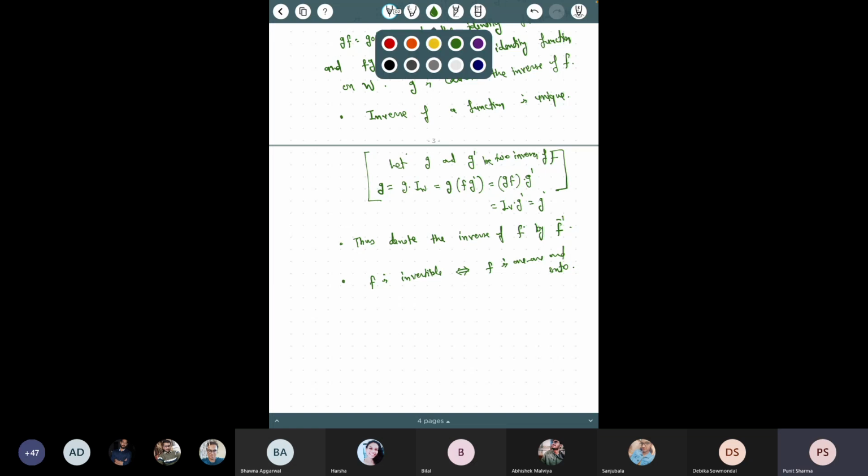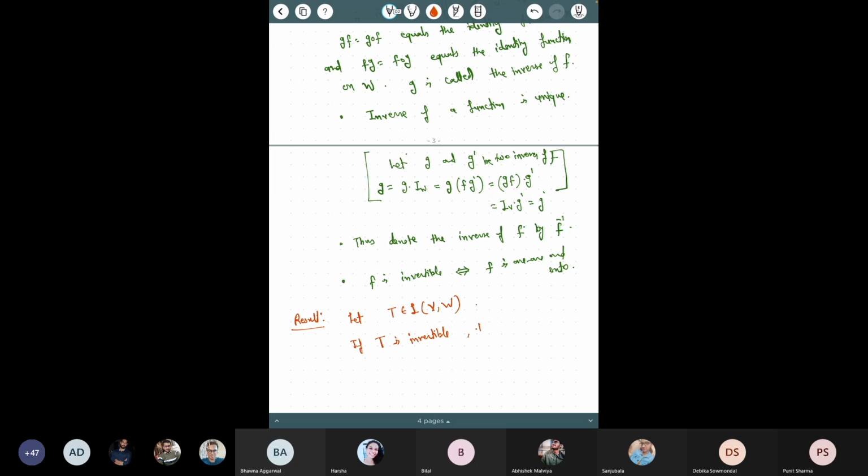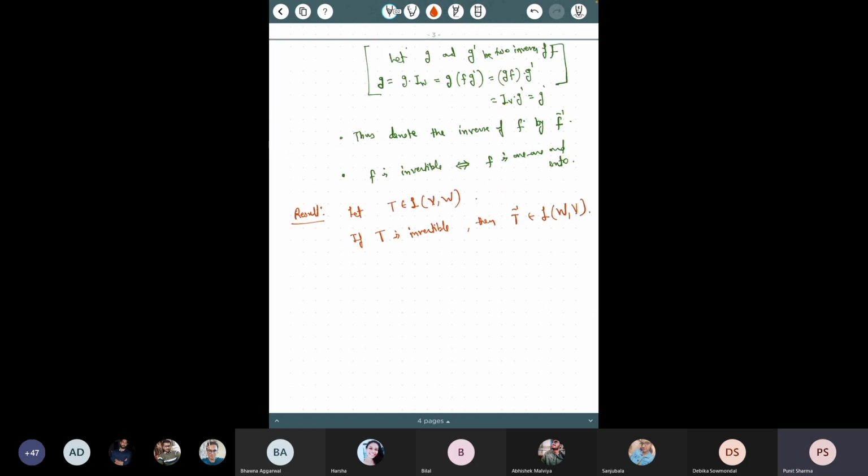Now the question is, let me write this as a result. If we have a linear transformation and suppose that it is invertible, whether the inverse is also linear. This is the question. So suppose we have a linear transformation T from V to W, and suppose T is invertible. Then T inverse is also a linear transformation from W to V. So if T is invertible, then the inverse is also linear.